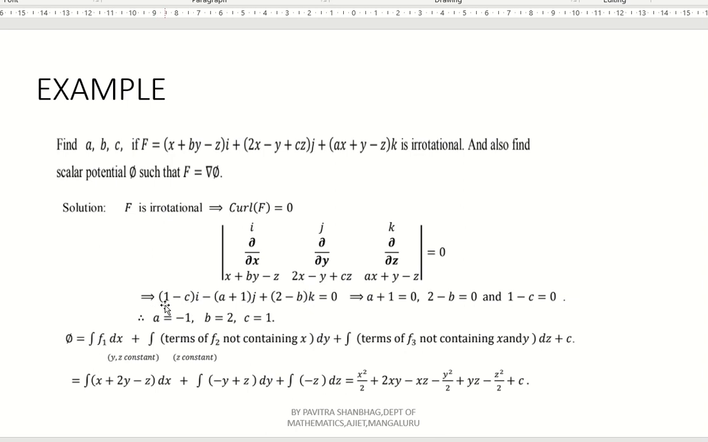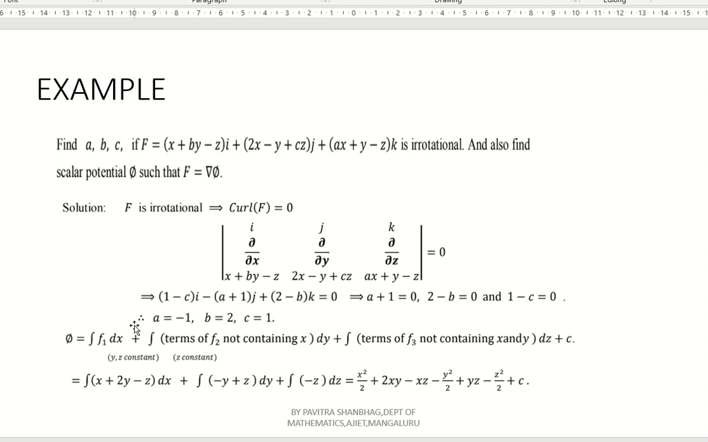So what will we get? 1 minus c equal to 0, a plus 1 equal to 0, and 2 minus b equal to 0. That is nothing but we have to equate the coefficients of ijk to 0, so that you will get a equal to minus 1, b equal to 2, and c equal to 1. So after finding a, b, c, you have to replace them back in this f. That is what we will get: x plus 2y minus z into i plus 2x minus y plus 1z into j plus minus x plus y minus z into k.